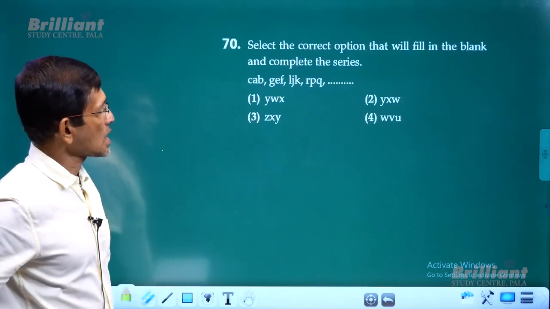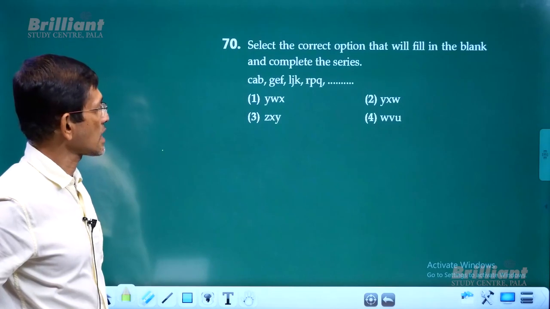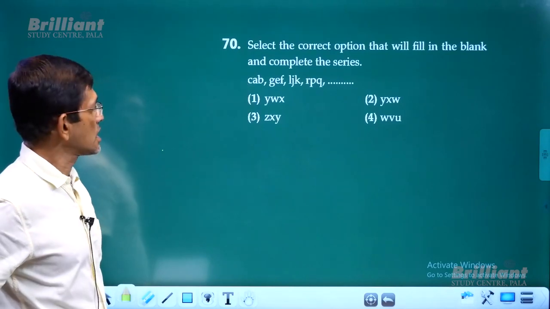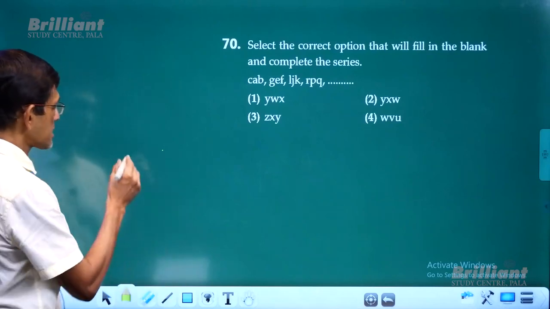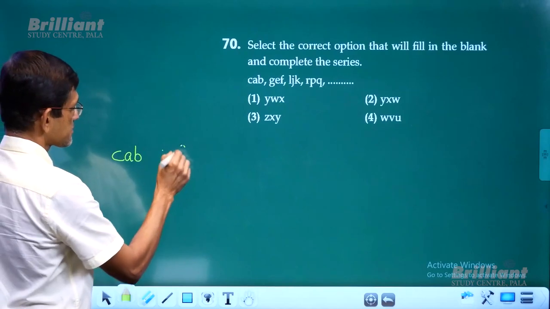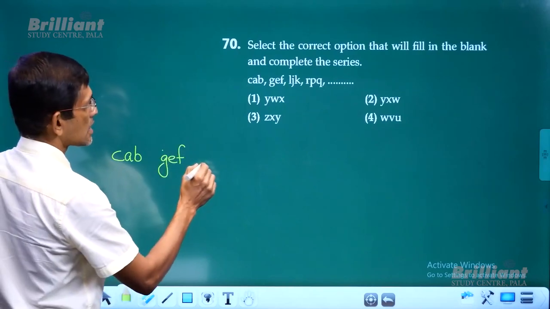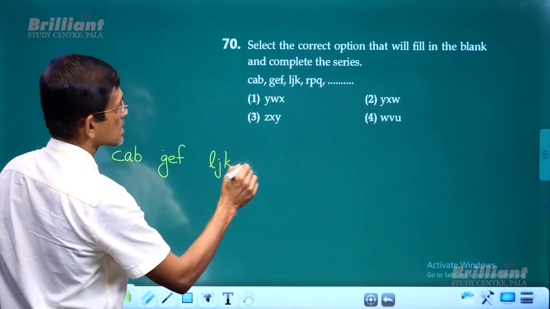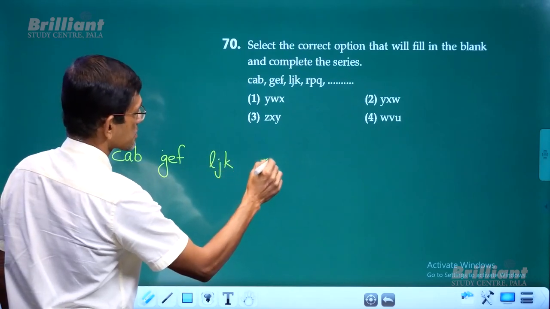Number 70. Select the correct option that will fill in the blank and complete the series. So this is a letter series type question. CAB, GEF, LJK, RPQ.